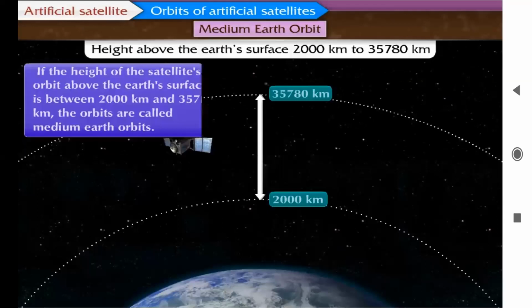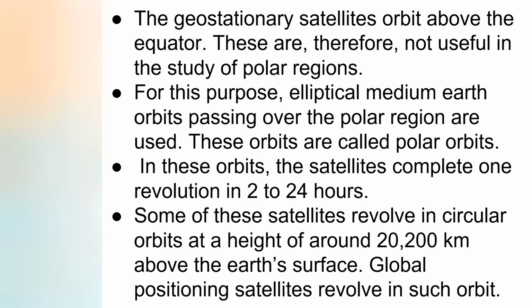Now we are going to learn about medium Earth orbit. Students, if the height above the Earth's surface is from 2,000 kilometers to 35,780 kilometers, that orbit is known as medium Earth orbit. If the height of the satellite's orbit above the Earth's surface is between 2,000 and 35,780 kilometers, the orbits are called medium Earth orbits.